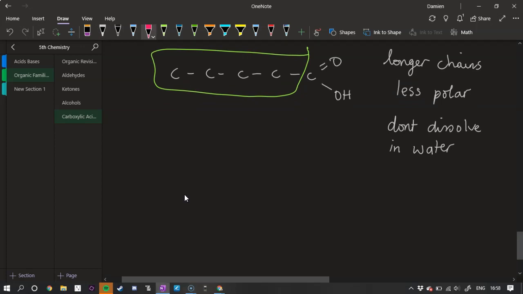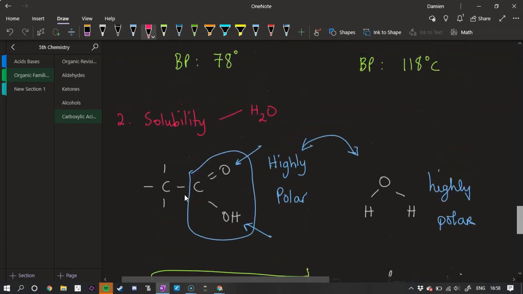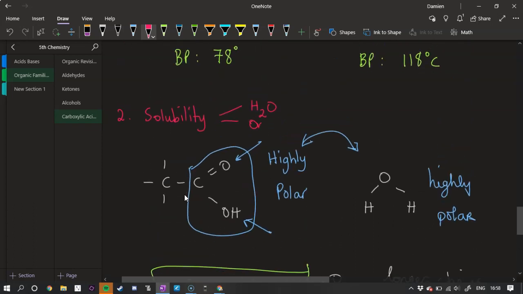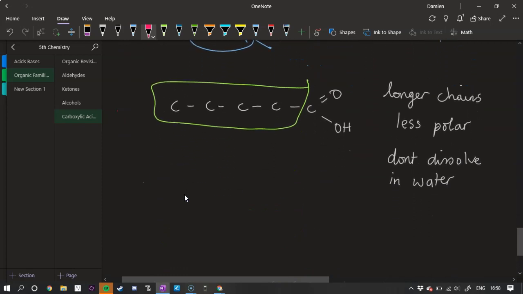And then, of course, finally, the last one is organic solvents. So it's solubility in water and its solubility in organic solvents. Carboxylic acids tend to dissolve in organic solvents. So that ends that part on carboxylic acids. There's one left, which is esters, and that's going to be in the next part of the video.